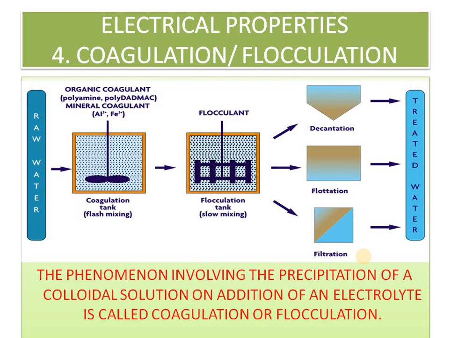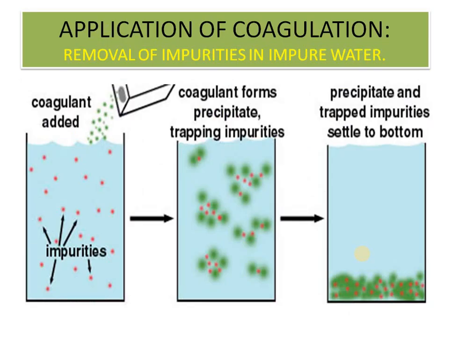Okay, the phenomenon involving the precipitation of a colloidal solution on addition of an electrolyte is called coagulation or flocculation. So when we add the electrolyte, the colloidal solution gets precipitated or becomes unstable. So coagulant is added and the impurities are removed. This is basically used in water treatment plants by municipal corporations to give you pure water instead of impure water.